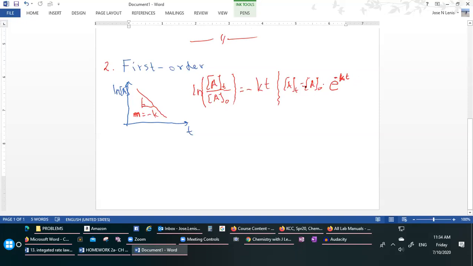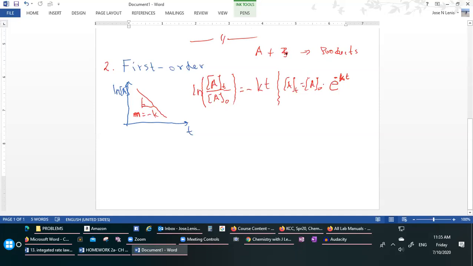Very useful, especially if you want to find the final concentration of a reactive A. Remember our generic equation, A plus B to form product. Here we are using concentration of A.